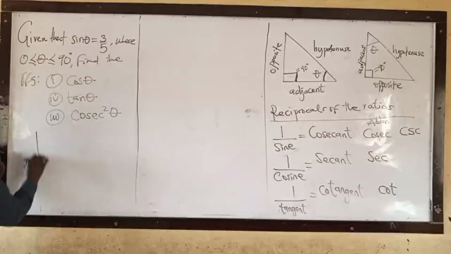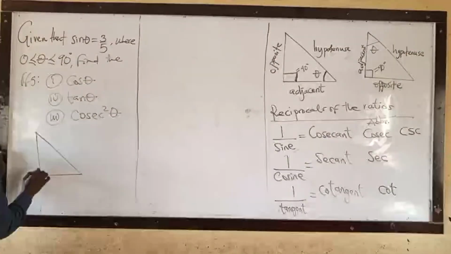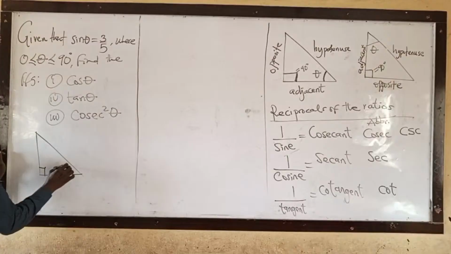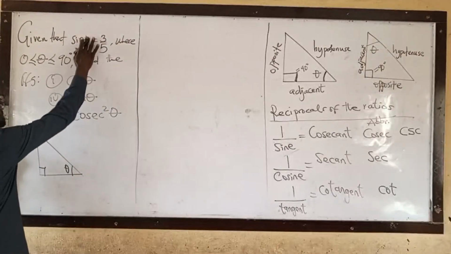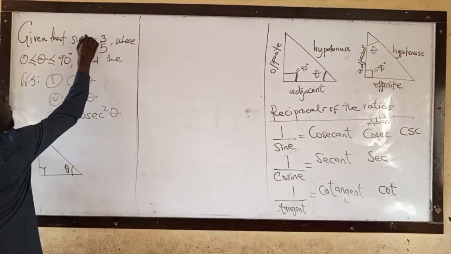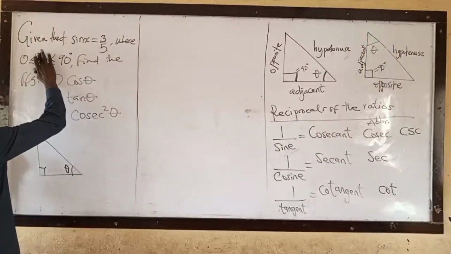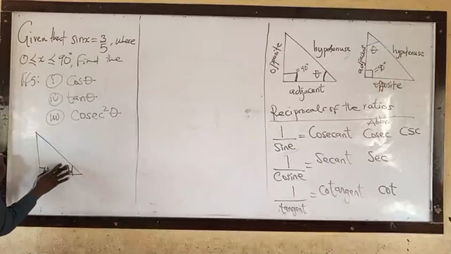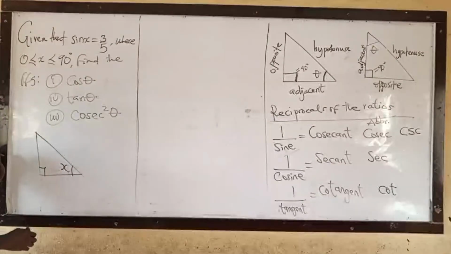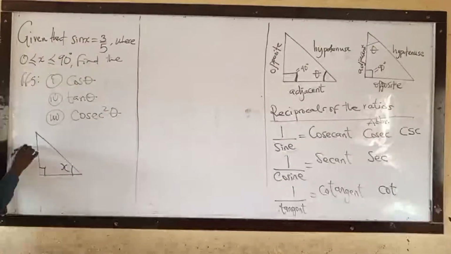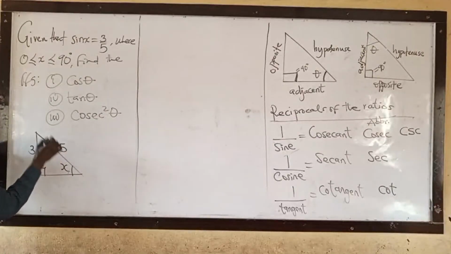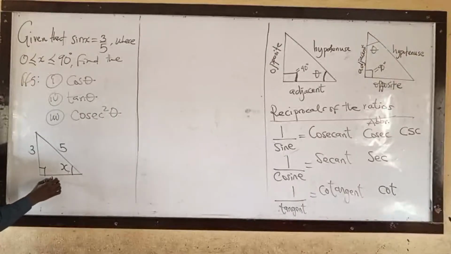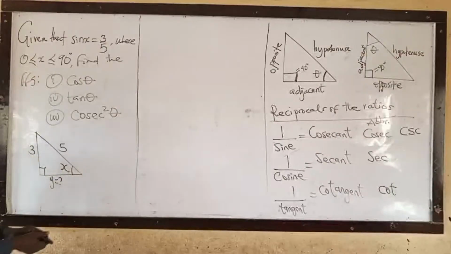So I'll draw a triangle here. You can put x here. So the angle is x. I'll put angle x. Clear? So 3 will be here and 5 will be the hypotenuse. So this side is unknown. I must find this side. Suppose I call this side y.